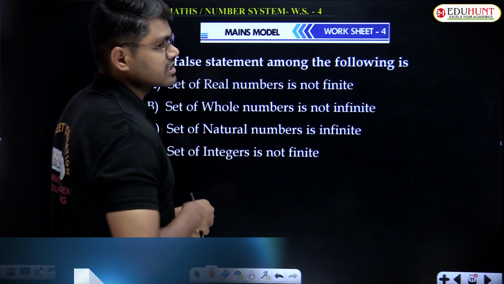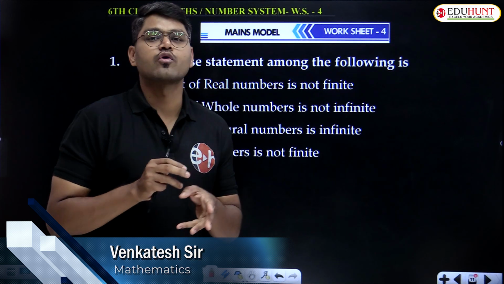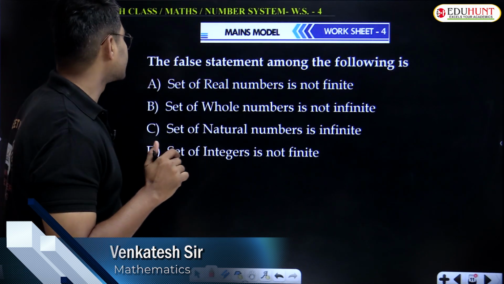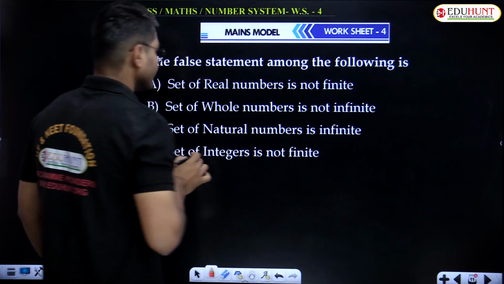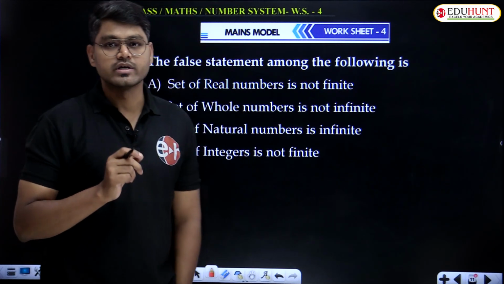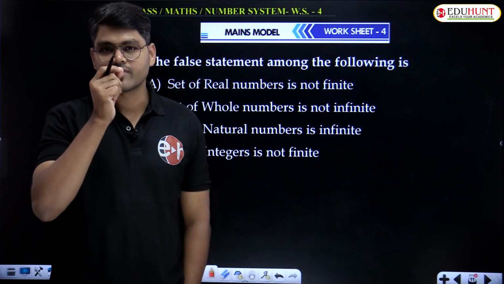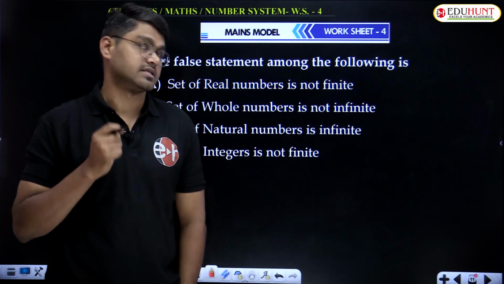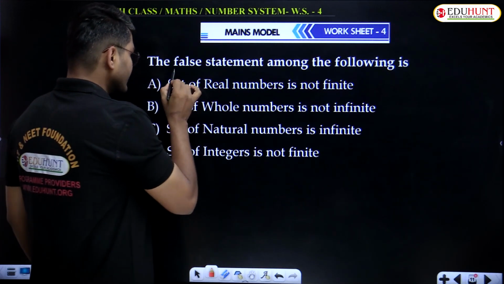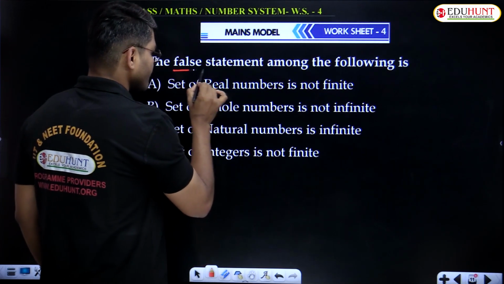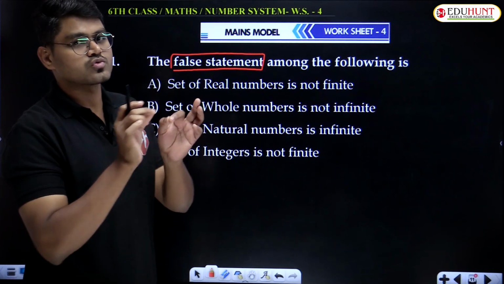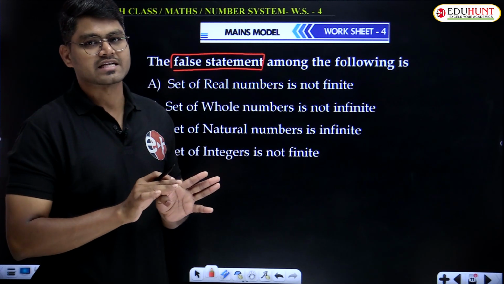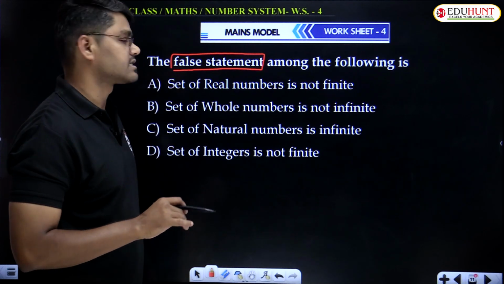This is worksheet 4. Worksheet 4 we are going to discuss now. First question: the false statement among the following is very important. See students, while reading the question we have to be very conscious. Here the question is false statement. Every time we see what is the true statement among the following statements, but here it is the false statement.